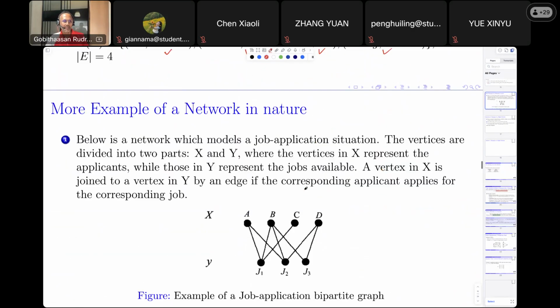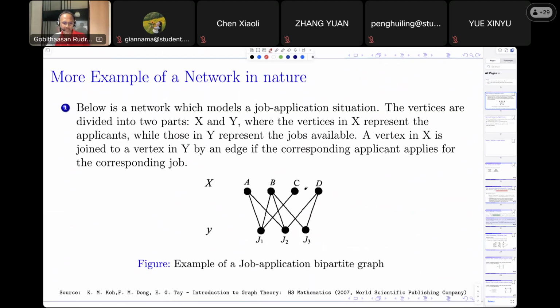Now, more examples. This example here is about job application. Below is a network which models a job application situation, the vertices are divided into two parts. This is somewhat interesting. There are two parts. X represents applicants, whereas Y represents jobs, vacant jobs.